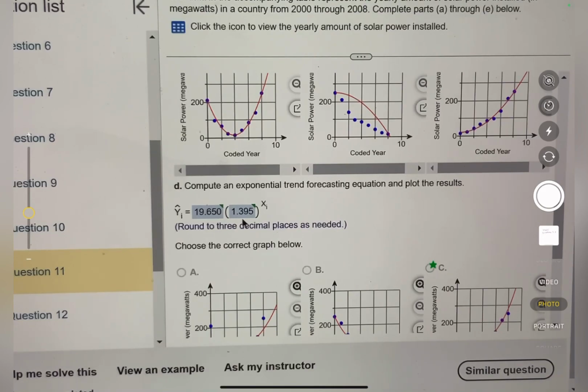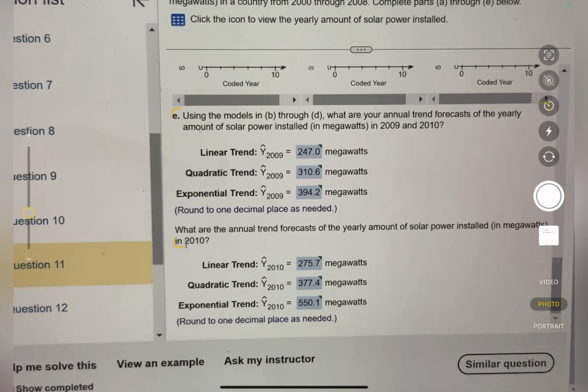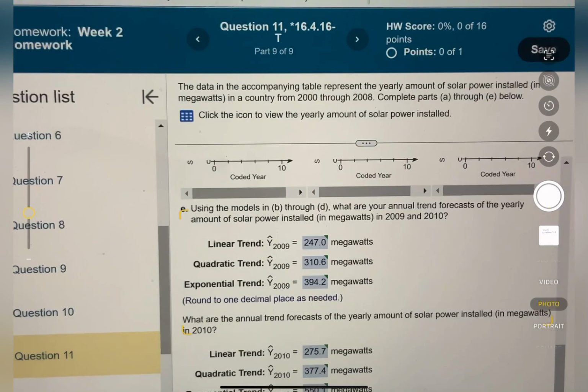So 1.395 times 9, because again for 2009, and then multiply by 19.650, which should give you 394.2. If any of you don't get the answer, just contact me, text me, I will help you. And then for 2010, for 2009 was 9 years, 2010 it's going to be 10 years. You are repeating same thing and getting these numbers. And we are done for number 11. Moving to number 12.